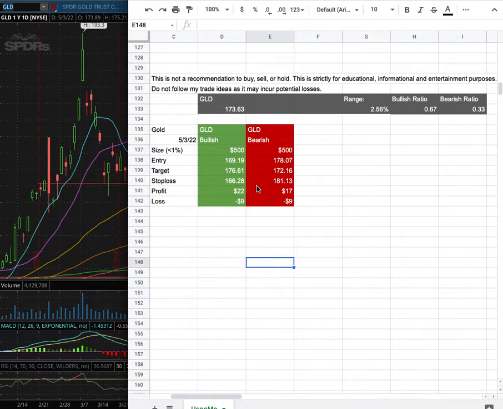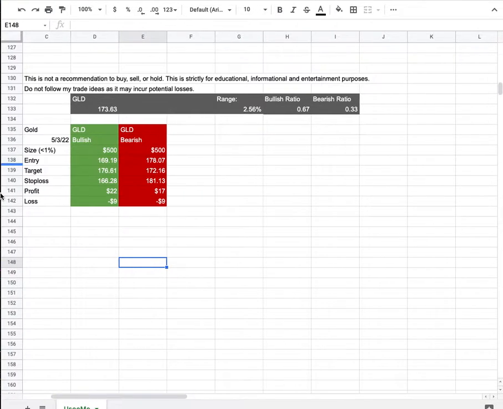$166.28. However, if I were to open a short position, my entry is at $179 or $178.07, and that is this range here. My sell target is at $172.16, and my stop loss is at $181.13. So whichever entry price were to hit first, that will be my position of the week.